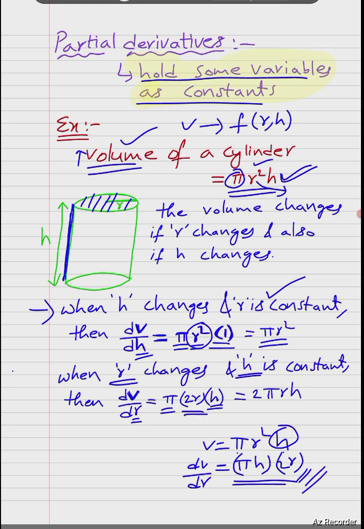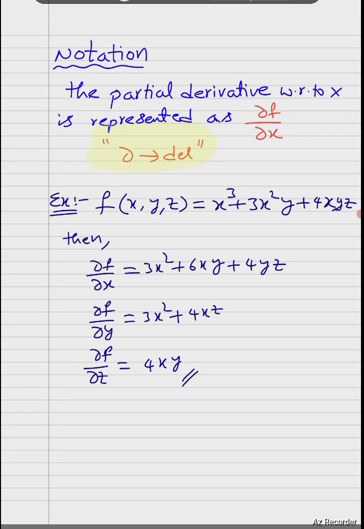Okay, so partial derivatives mean what? Here we hold some variables as constants and find the derivative with respect to the other variable. The notation for the partial derivative is del f by del x, and this operator is called the del operator. To understand partial derivatives better, I have given one example. Suppose the function depends on x, y and z. If x changes, the function changes. If y changes, the function changes. If z changes, the function also changes.